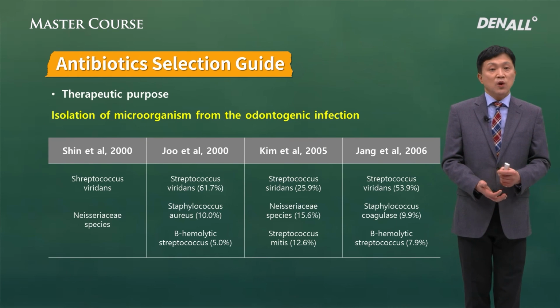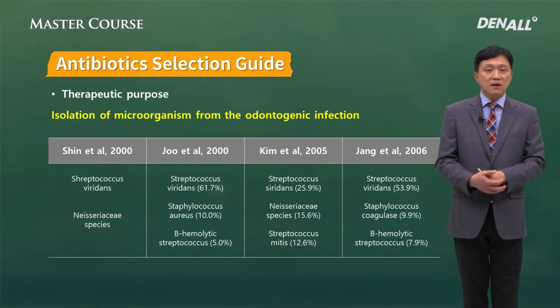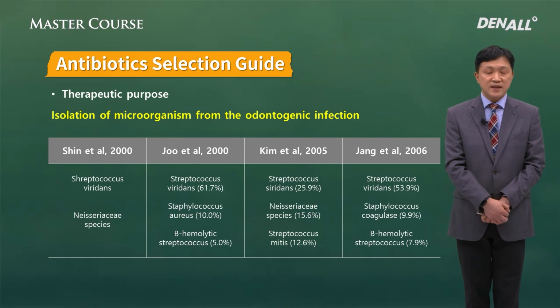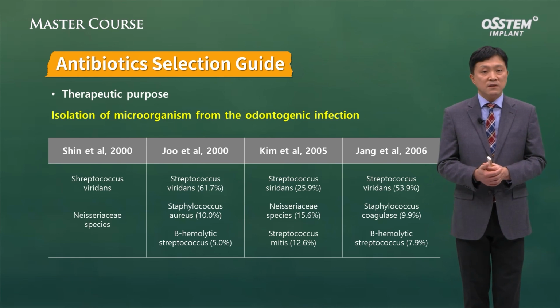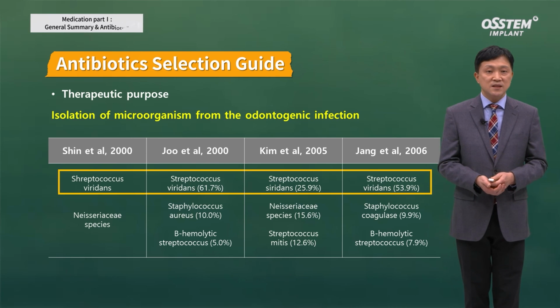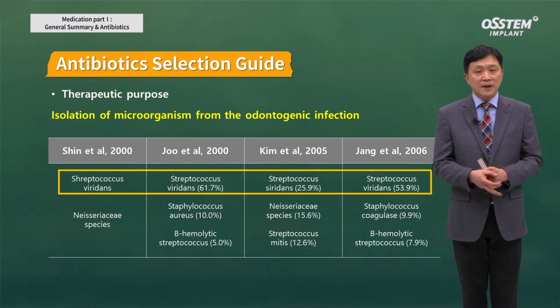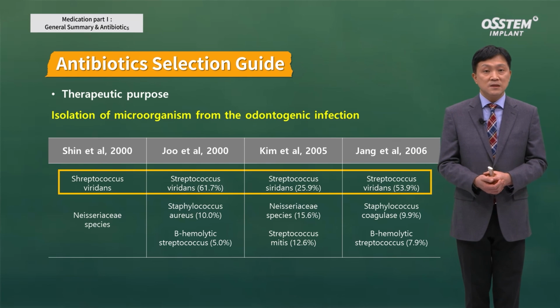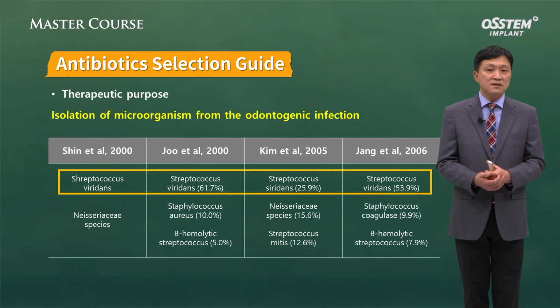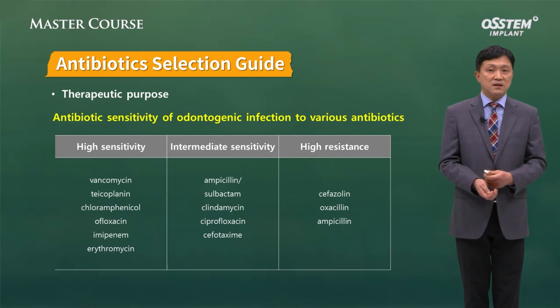Next, when it is used for therapeutic purpose, we talked about preventive purpose before. Microorganisms from odontogenic infection have been isolated. Streptococcus viridans occurs most frequently. So for therapeutic use of antibiotics, we need to use the ones susceptible to Streptococcus viridans. So which antibiotics show sensitivity to the infection?